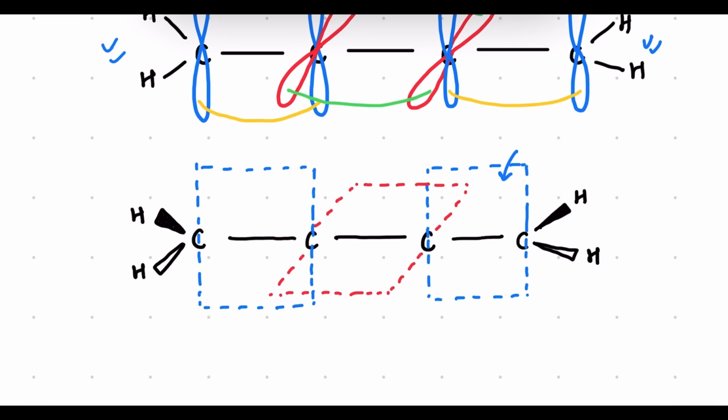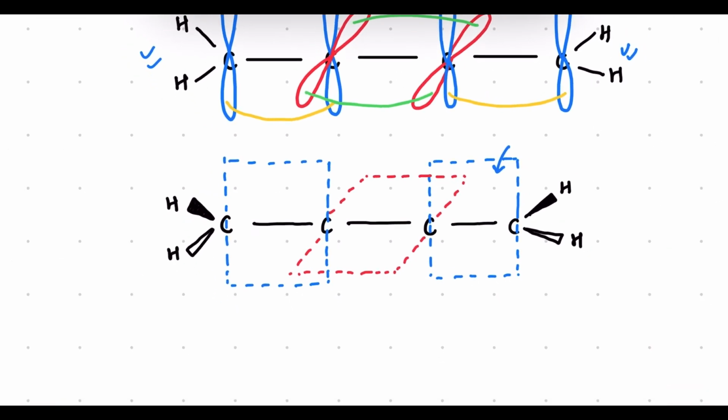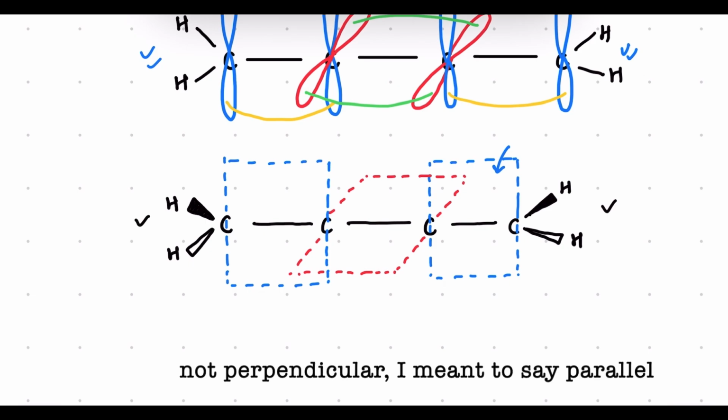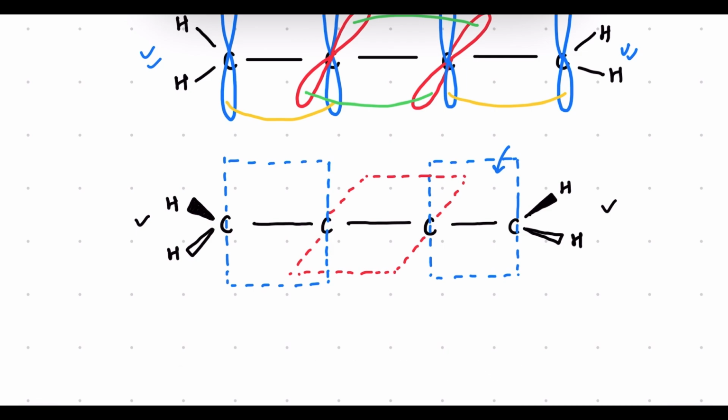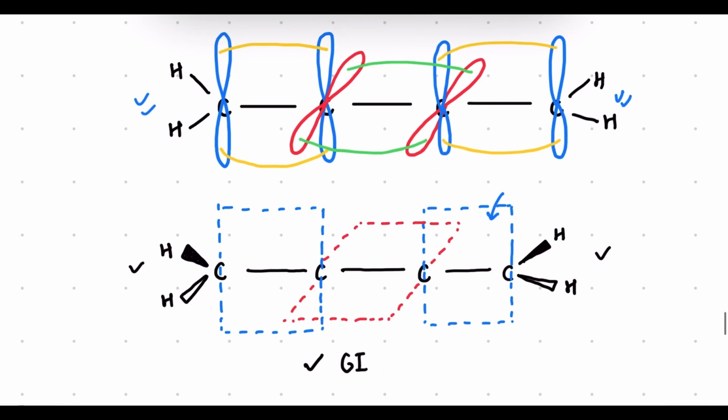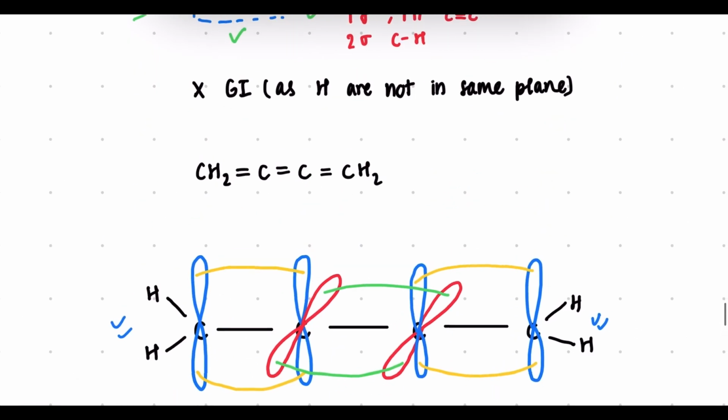Directly. And now, since these hydrogens are on the same plane, which is a plane that is perpendicular to the red plane, we can say that this shows GI, or geometrical isomerism. Now, let's just compare this compound right here to the previous one.